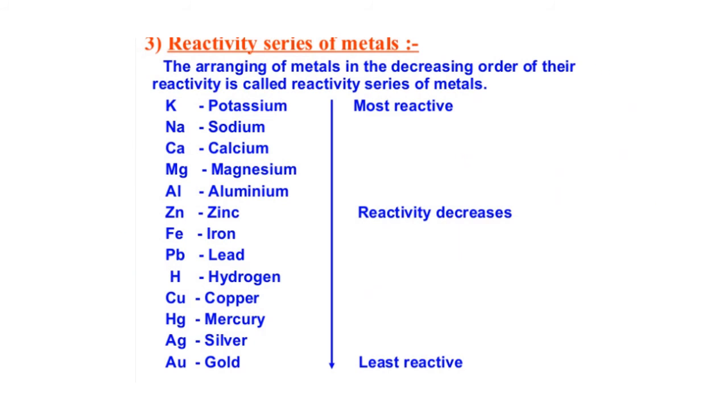This is another chart to show the arrangement of metals in the decreasing order of their reactivity. Potassium is the most reactive, and again we can see that silver and gold are less reactive.